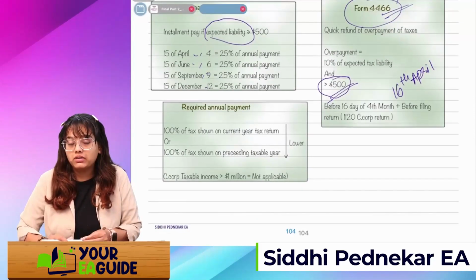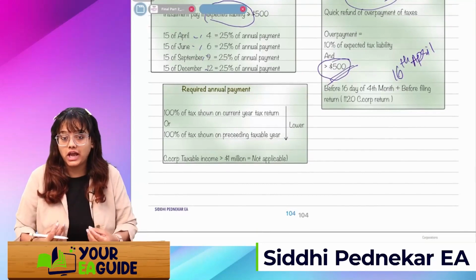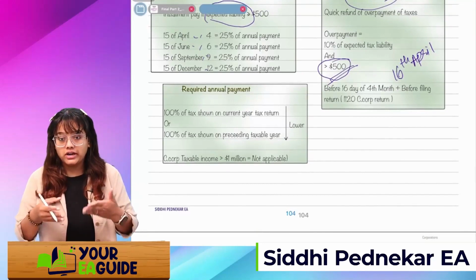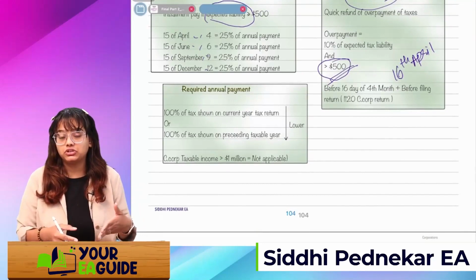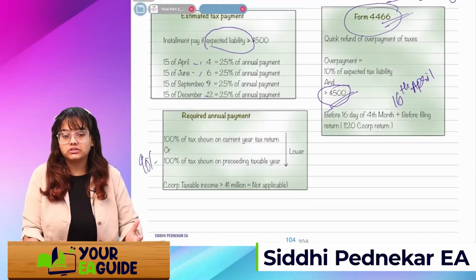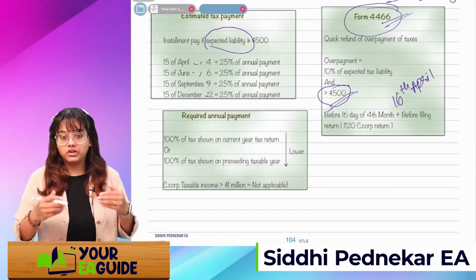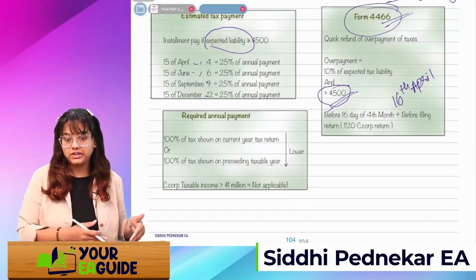Required annual payment. Now, what is the annual payment which you should make? It should be 100% of the tax shown on the current tax year or 100% of the previous tax year, whichever is lower. So don't get confused. People normally take it as 90% of the previous. It is not like that. The rule is 100% of either current or 100% of previous, whichever is lower.